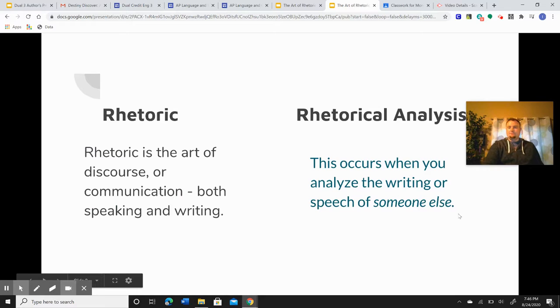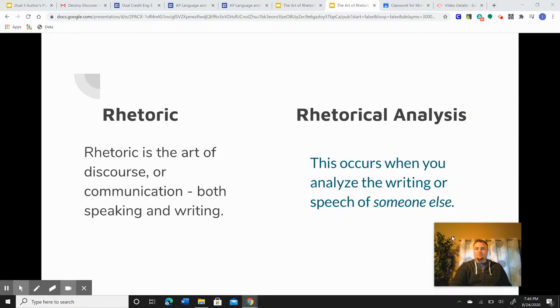So again, I've said this in class quite a few times, but I want to make sure I'm going over this with you as well. So rhetoric is the art of discourse or communication, both speaking or writing. So it's the different ways that we try to persuade people, basically. Rhetorical analysis occurs when you're analyzing the writing or speech of someone else. So it differs from argument. Think argument and rhetorical analysis. Argument is you are actually making the argument, where rhetorical analysis is you are breaking down somebody else's argument.